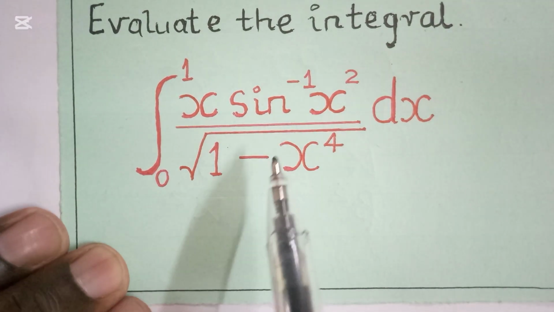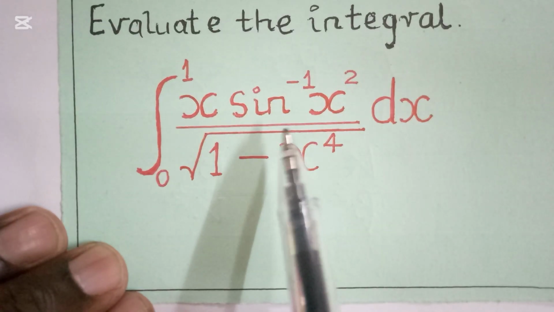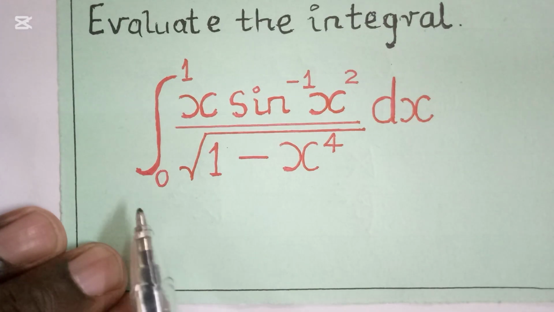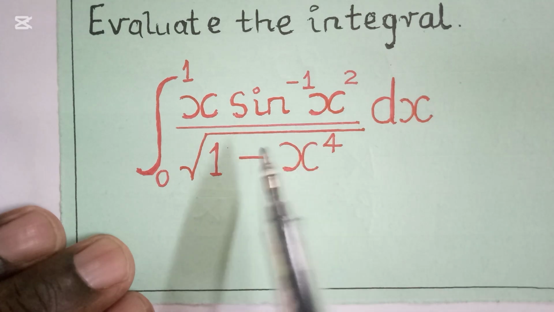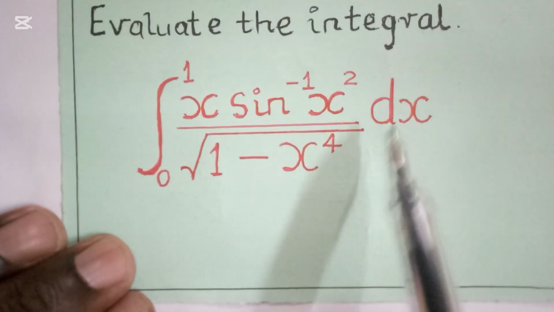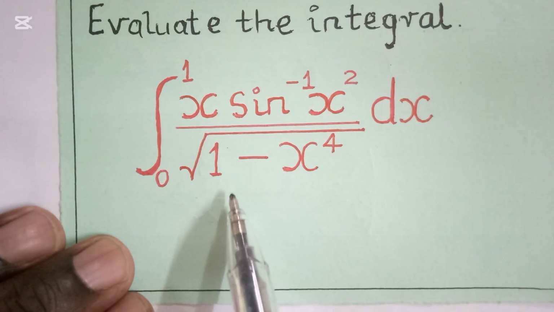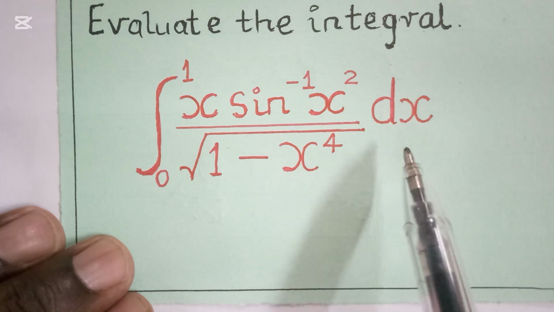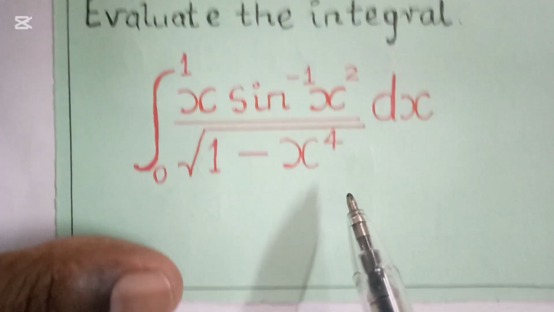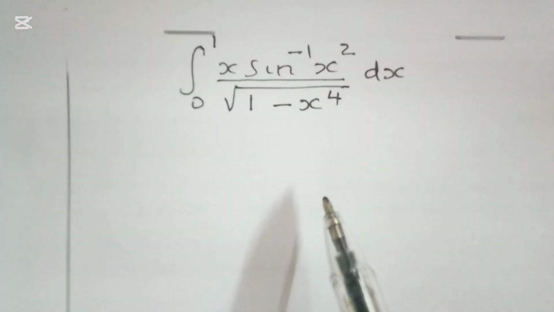Guys, now we do this problem. Evaluate the integral from 0 to 1 of x sine inverse x squared all over square root of 1 minus x raised to 4 dx. So guys, we do now this problem.